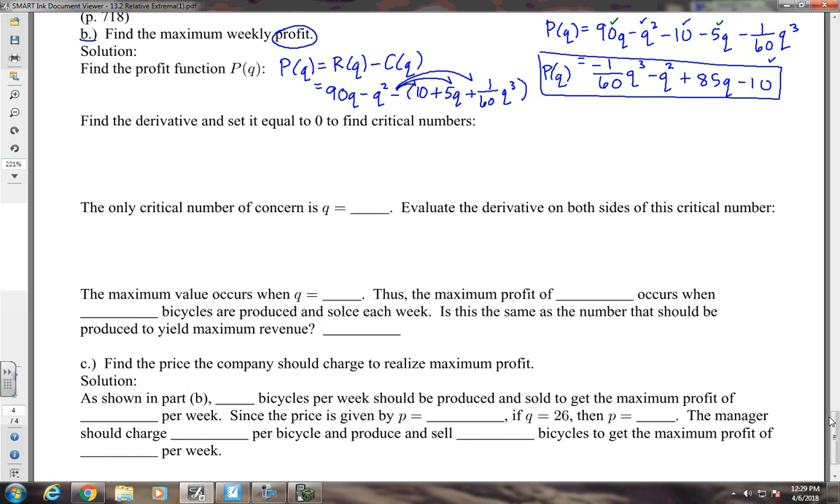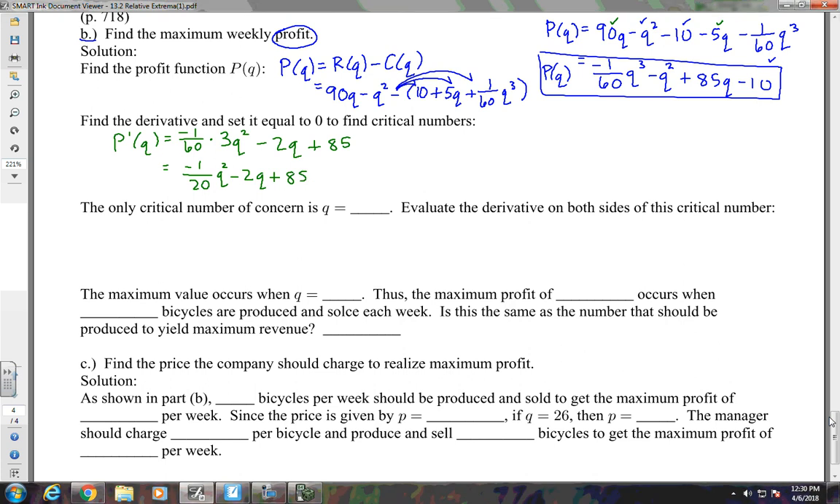Next, I want to maximize profit. So anytime you want to find a maximum or a minimum, you need a derivative. So let's find the derivative of our profit function. So the first term, we have coefficient negative 1 over 60. The derivative of Q to the third power is 3Q squared. The derivative of the next term is minus 2Q, and derivative of 85Q is 85, and the derivative of minus 10 is 0. If I reduce negative 1 over 60 times 3, I end up with negative 1 over 20 Q squared minus 2Q plus 85.